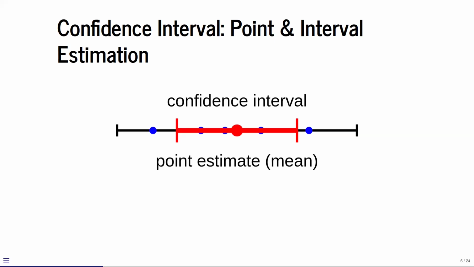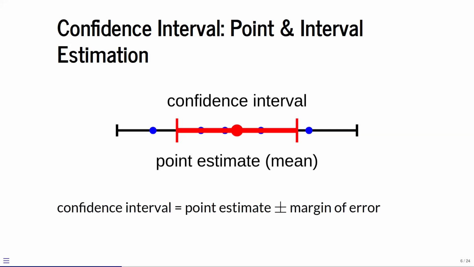The margin of error is the distance from the point estimate to the endpoints of the interval. In other words, the confidence interval is the point estimate plus or minus the margin of error. The margin of error is half the width of the interval.